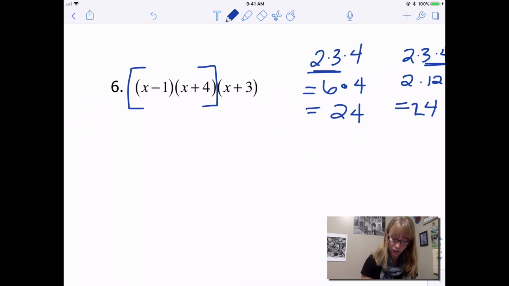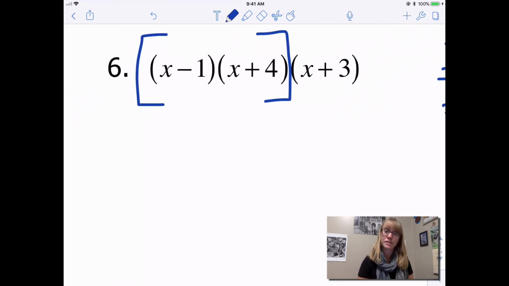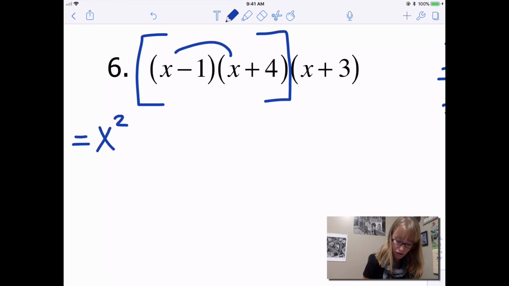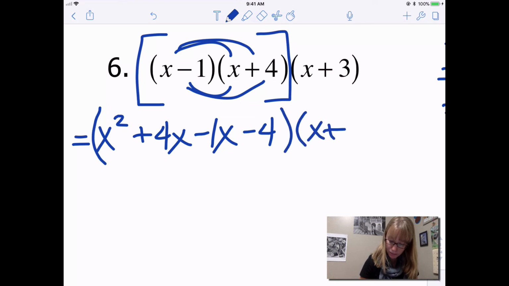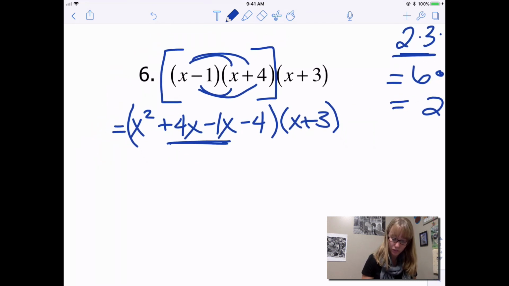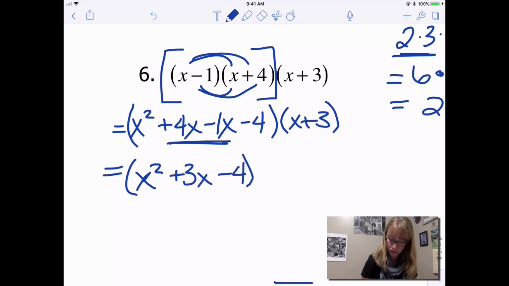Okay, so let's first of all attack this x minus 1 times x plus 4. X times x is going to be x squared. X times 4 is 4x. Negative 1 times x is negative 1x. And negative 1 times 4 is negative 4. I know that I still have my x plus 3, so I'm going to leave that in there. And let's do some combining. So I've got x squared. And then 4x minus 1x is 3x minus 4 times x plus 3.